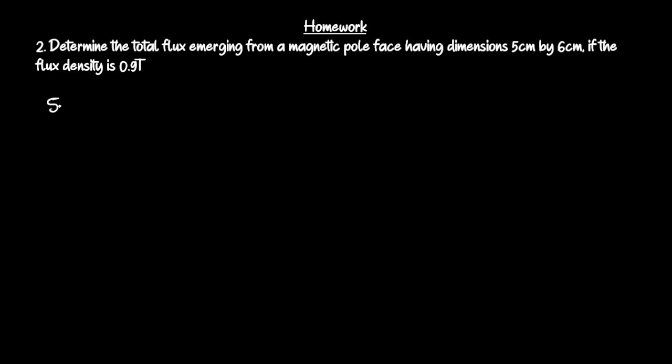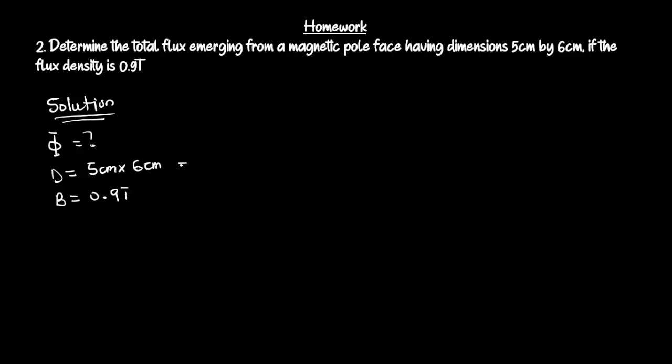Okay, so let's write down the solution to this particular problem. We are to determine the total flux. So phi is what we do not know, and then we're given the dimensions. The dimension is 5 centimeters by 6 centimeters. And then the flux density, which is B, is given to us as 0.9 Tesla.